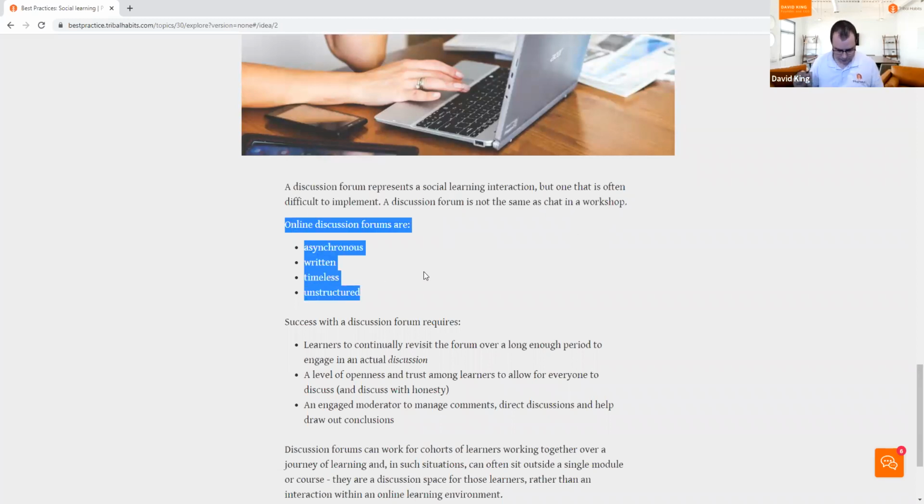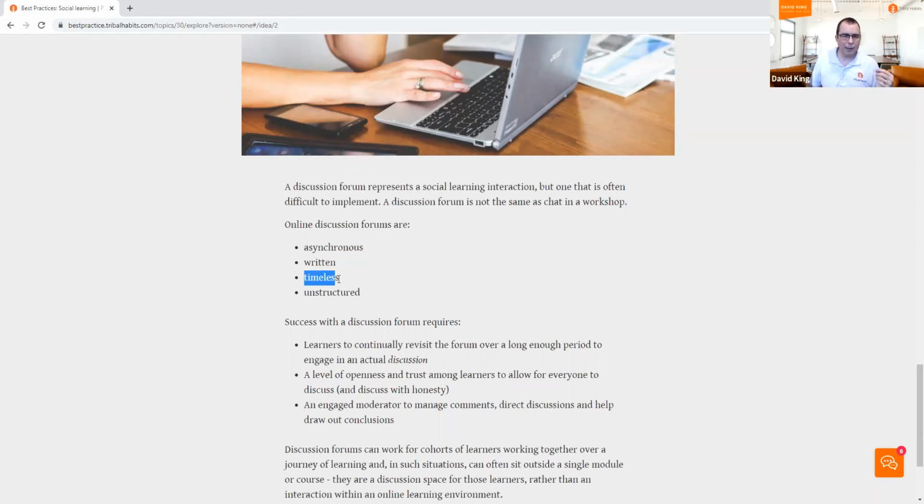That means I can type something, then I have to wait for other people to log in and get to the chat and type something in. So this is not instant messaging in an app like Teams or Slack. This is a discussion forum. It's probably a bit more like a LinkedIn group or a Facebook group. I've got to wait for people to come in. It's also written, so it's lacking all of the verbal and physical nuances of chat in a workshop.